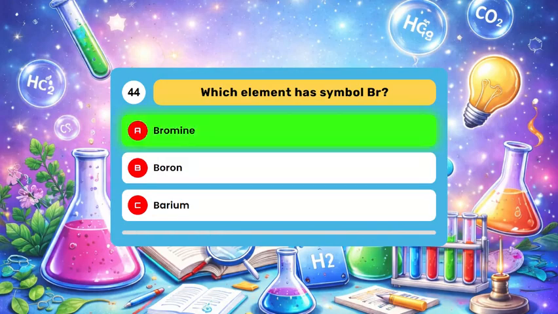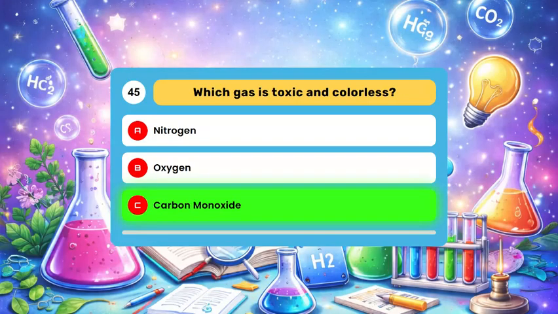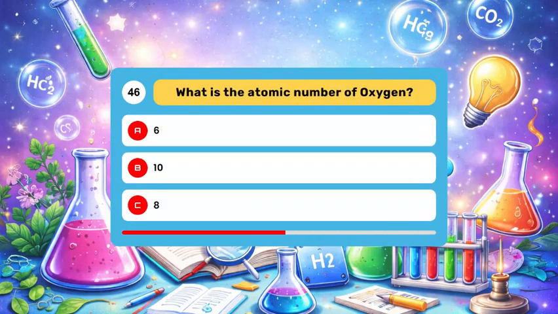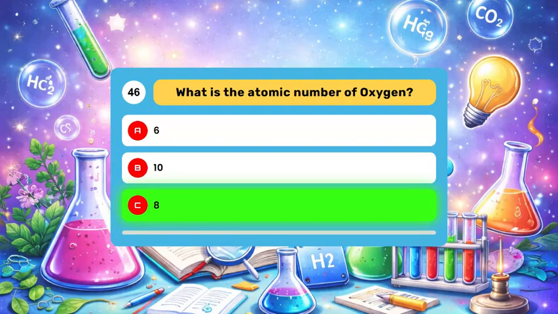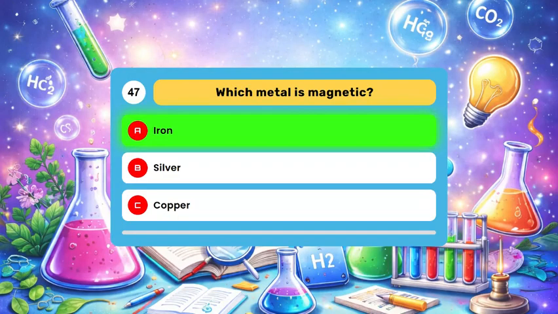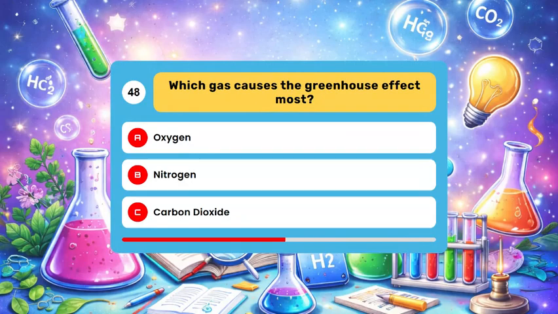Bromine. Which gas is toxic and colorless? Carbon monoxide. What is the atomic number of oxygen? 8. Which metal is magnetic? Iron. Which gas causes the greenhouse effect most?